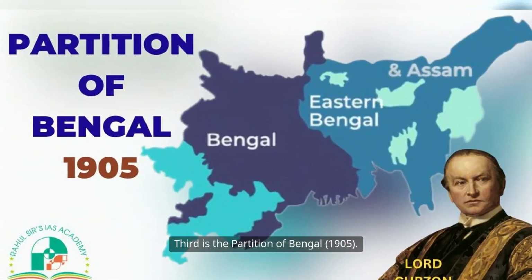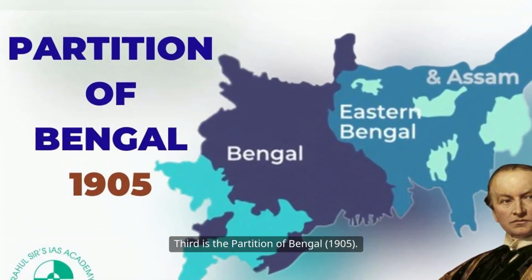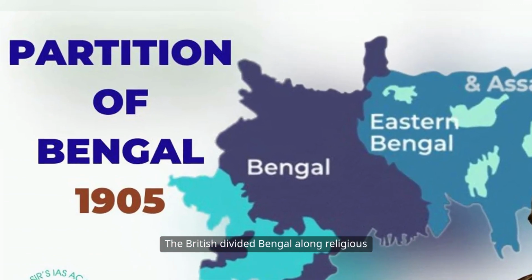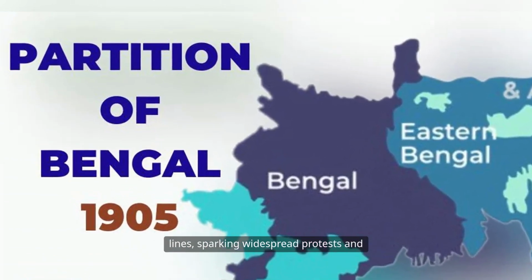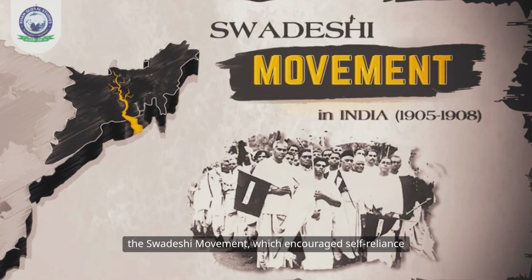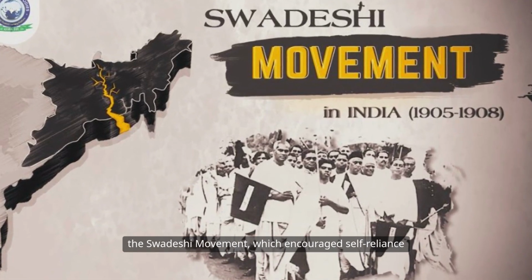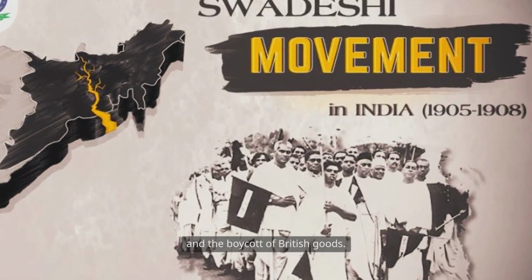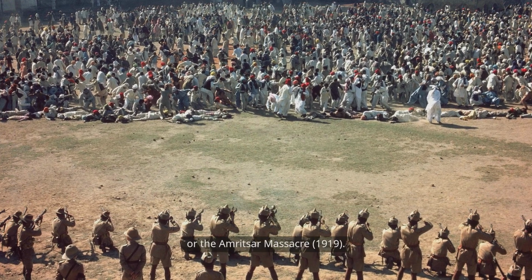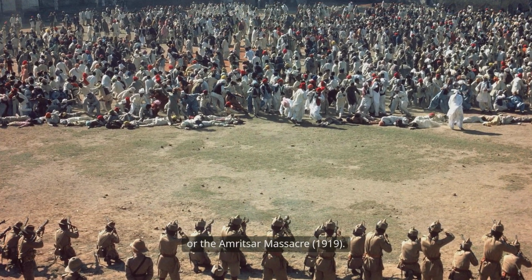Third is the Partition of Bengal, 1905. The British divided Bengal along religious lines, sparking widespread protests and the Swadeshi movement, which encouraged self-reliance and the boycott of British goods. Fourth is the Jallianwala Bagh, or the Amritsar Massacre, 1919.